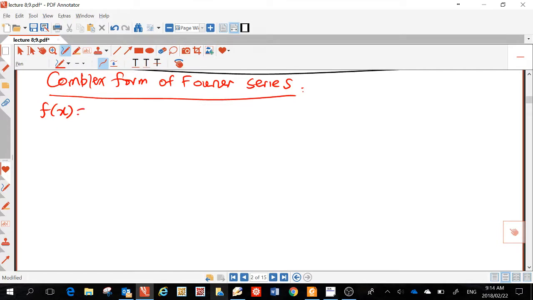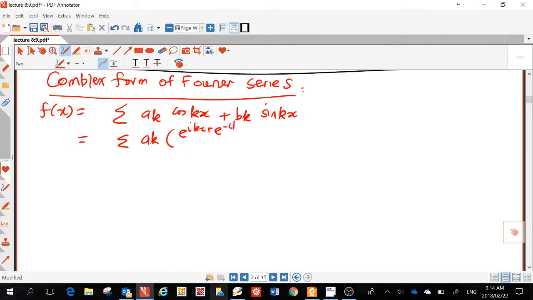So let's start off with the familiar terrain. f(x) is sigma of a_k cos kx plus b_k sin kx. We'll do this problem for minus pi to plus pi, and later on we'll make the transformation to minus L to plus L by just changing x into pi x over L. Now, I won't write the limits yet, just to save space. That's a_k cos kx, which is e^(ikx) plus e^(-ikx) over 2, plus b_k sin kx, which is e^(ikx) minus e^(-ikx) over 2i.